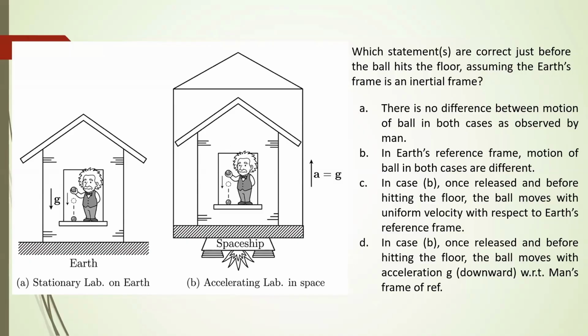I don't know if I'm right or not. Case C is saying that once released, the ball is going to move with a uniform velocity in terms of the reference frame of the Earth. So there is no horizontal or vertical force acting in space, so it should continue to move in a straight line, by the first law.